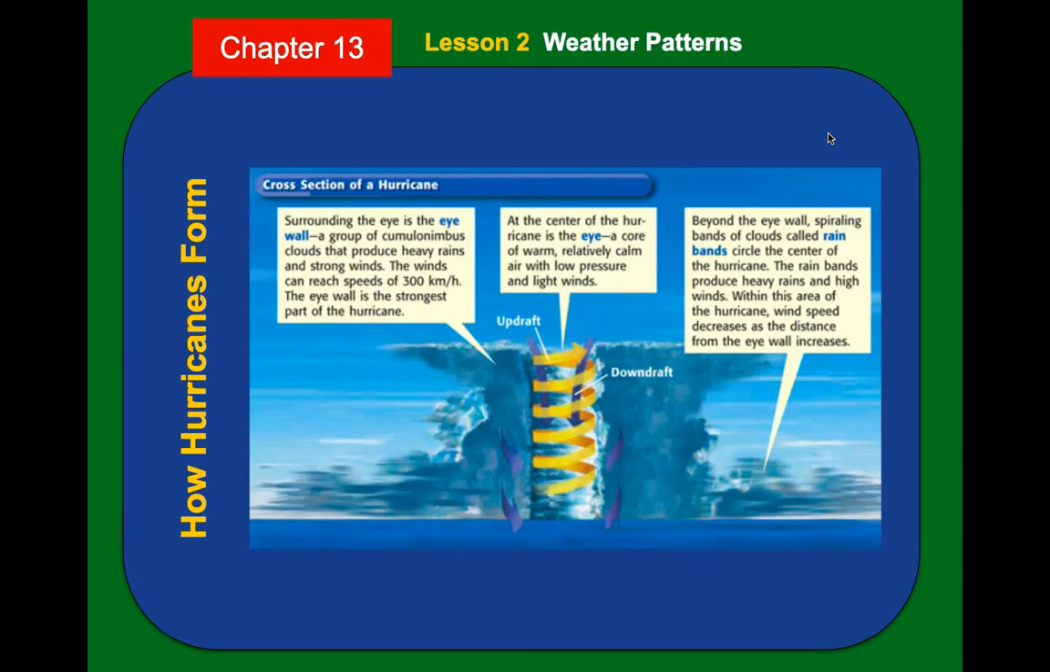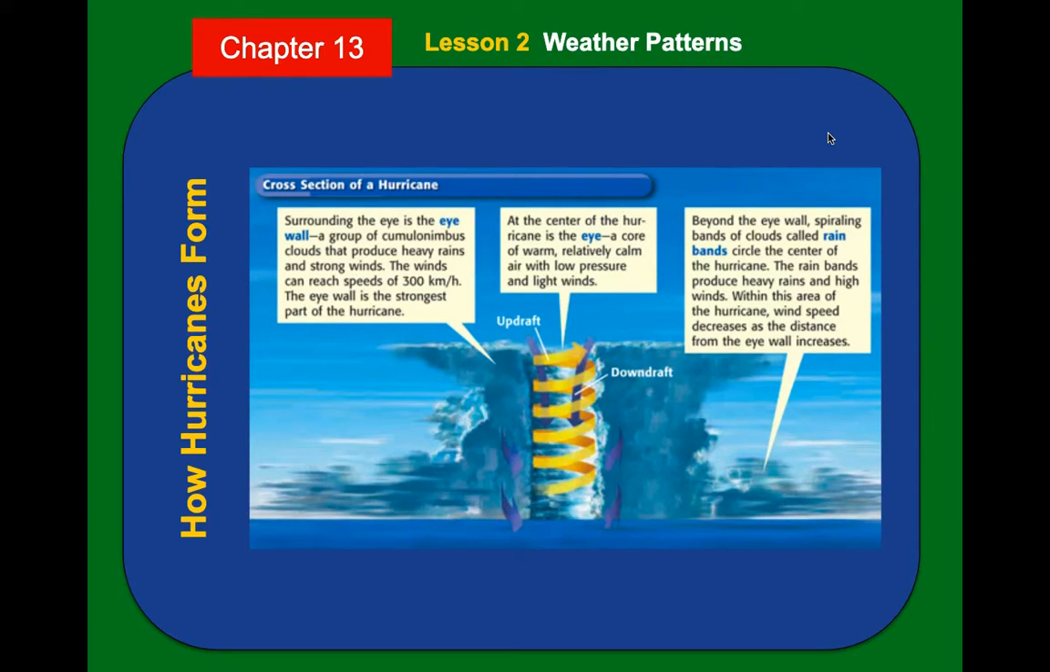The center of the hurricane is the eye, or the core, of warm, relatively calm air, low pressure, and light winds. Low pressure is going to tell us that the air is going to be rising. So we have updraft. You can see they're depicting downdrafts in the diagram too. As warm air is rising, the cold air is sinking, creating these cumulonimbus clouds, just like at a cold front.